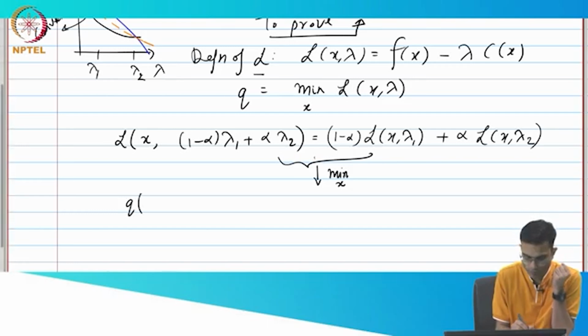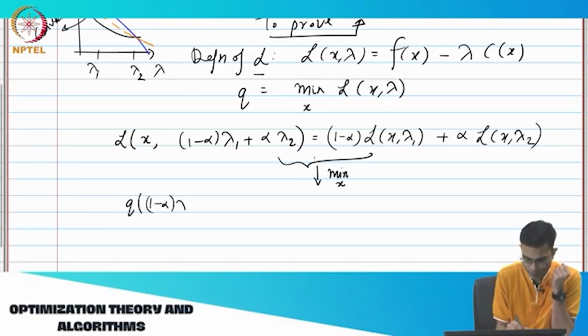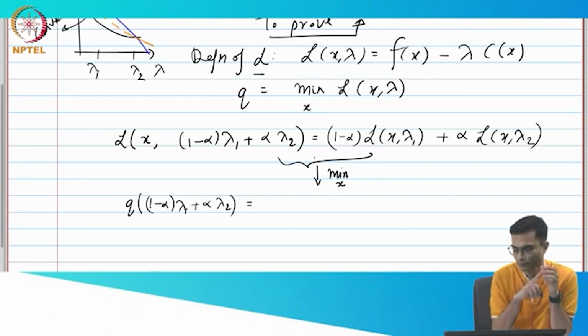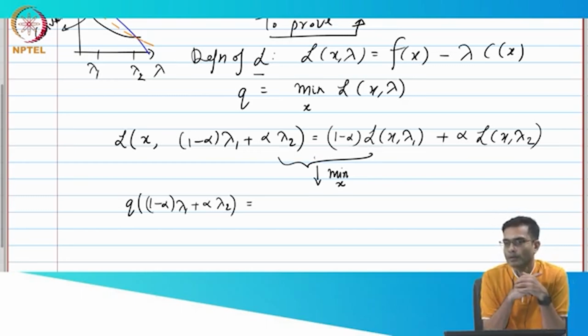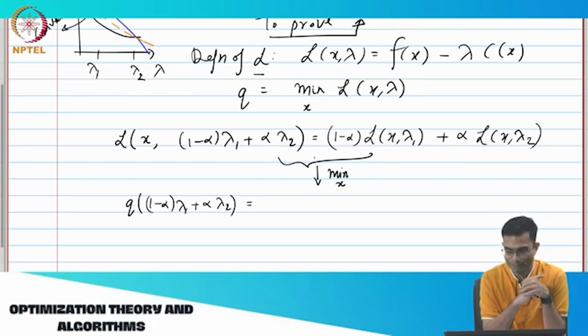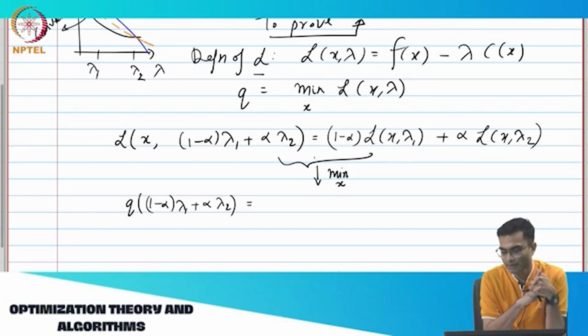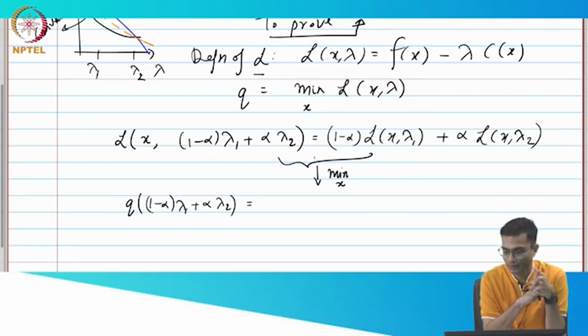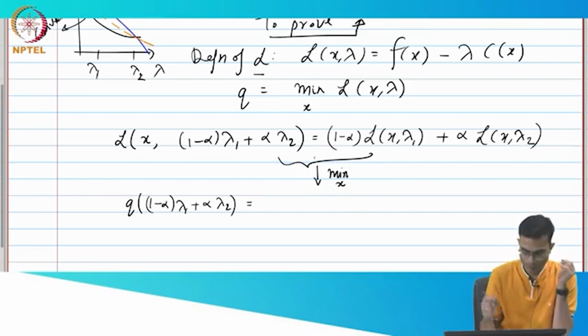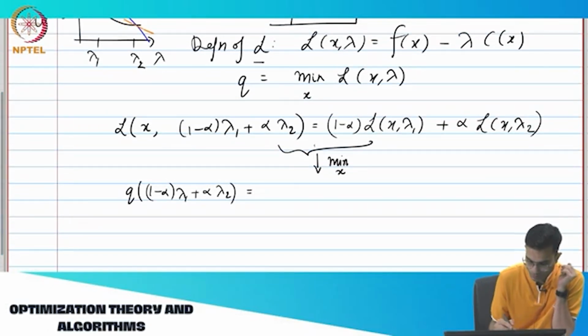Q of this whole thing, 1 minus alpha lambda 1 plus alpha lambda 2, just by definition. What happens to the right hand side? Are you sure? So one answer is that this becomes 1 minus alpha into Q of lambda 1 plus alpha into Q of lambda 2. Right? So before we go on, maybe I just need to mention one thing.